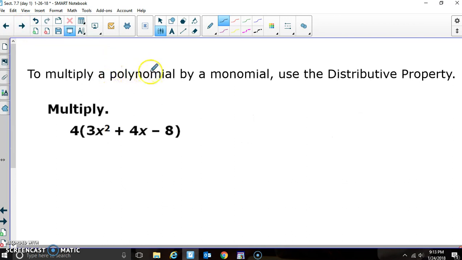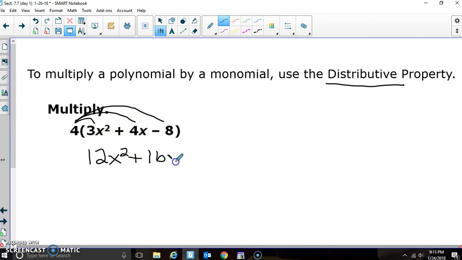Now, to multiply a polynomial by a monomial, the monomial will usually be in front. The polynomial will be in parentheses. You use the distributive property. Just like we have before, this is really no different except we may have a variable with the monomial. So in this case here, you distribute the 4 and you multiply it by all three terms in the parentheses. So that is going to be 12x squared plus 4 times 4, which is 16x, and then 4 times negative 8, which is minus 32.